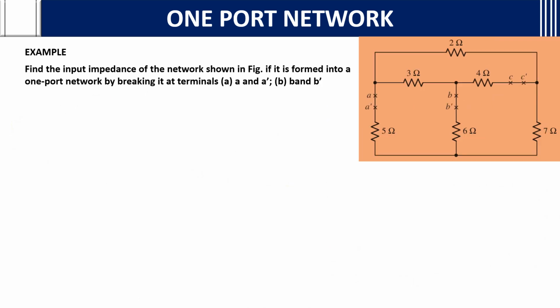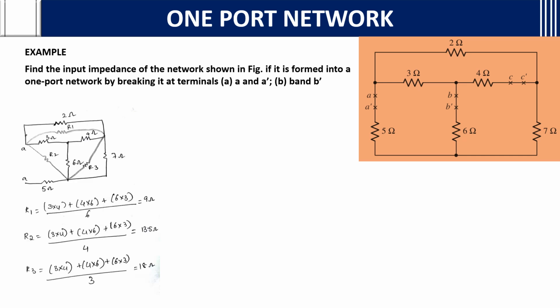Okay. Next question. Find the input impedance of the network shown in the figure if it is formed into a one-port network by breaking it at terminals A and A dash, B and B dash. If you see here, we need to remove this terminal system, and at A and A dash we need to find the input impedance, and in the second, at B and B dash we need to find. We will see how.